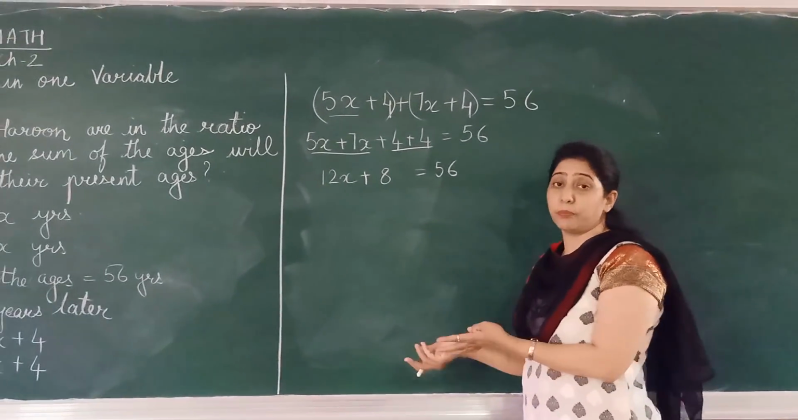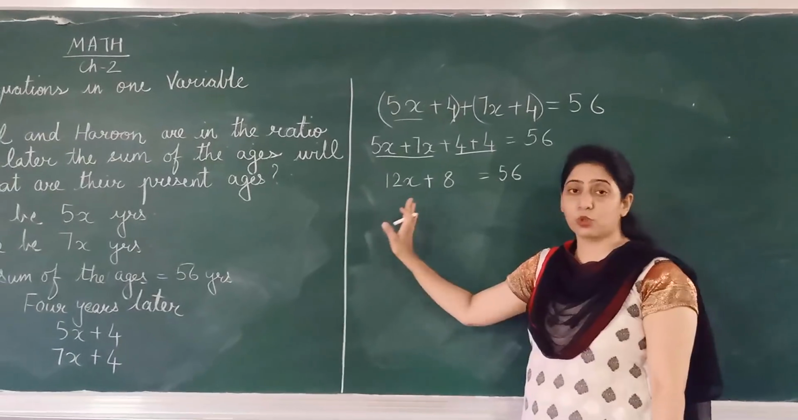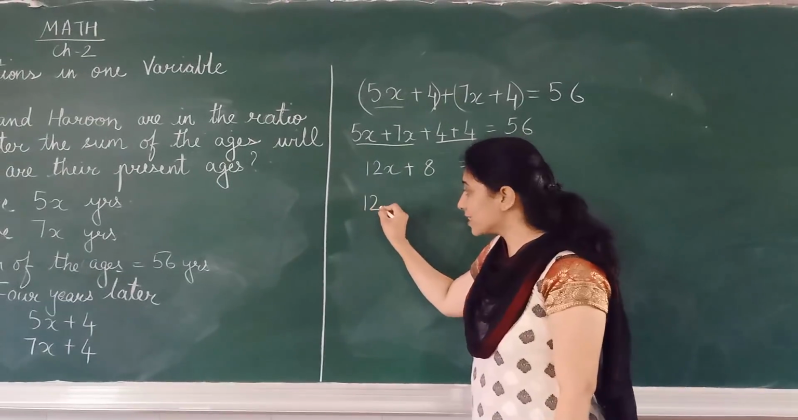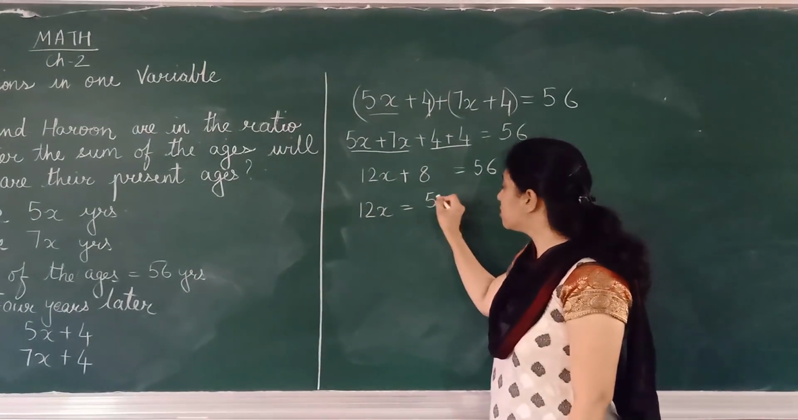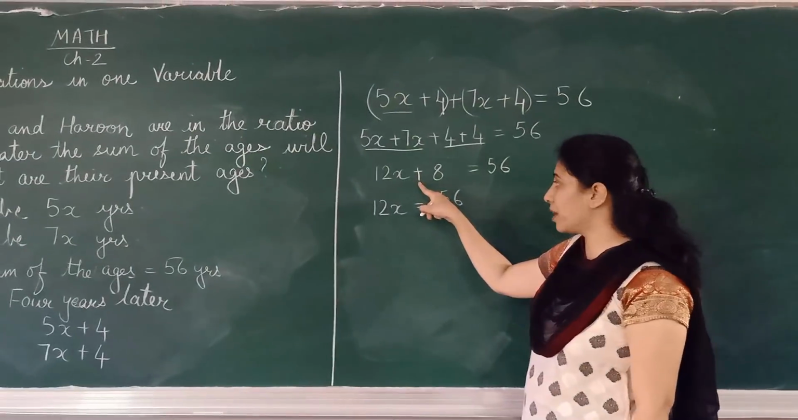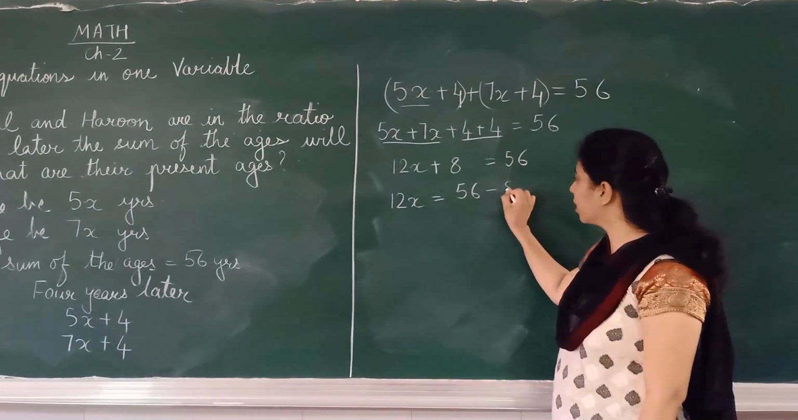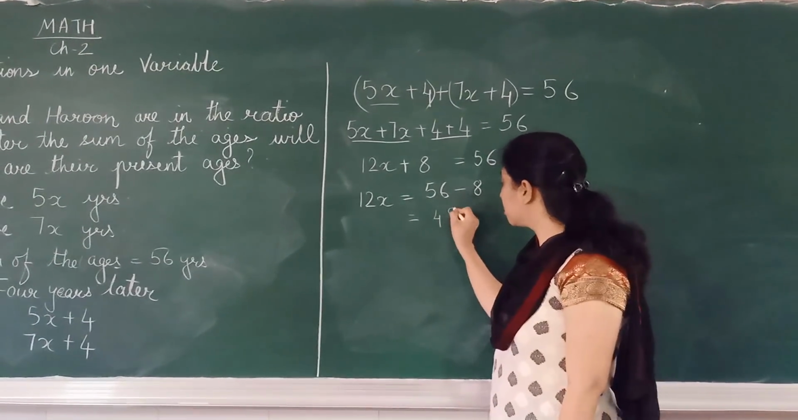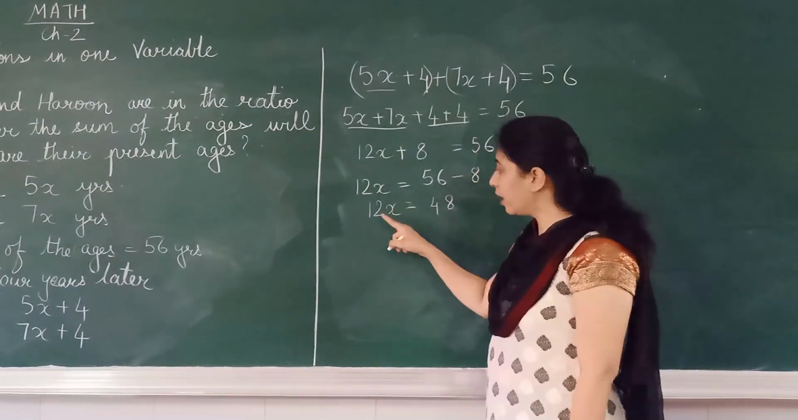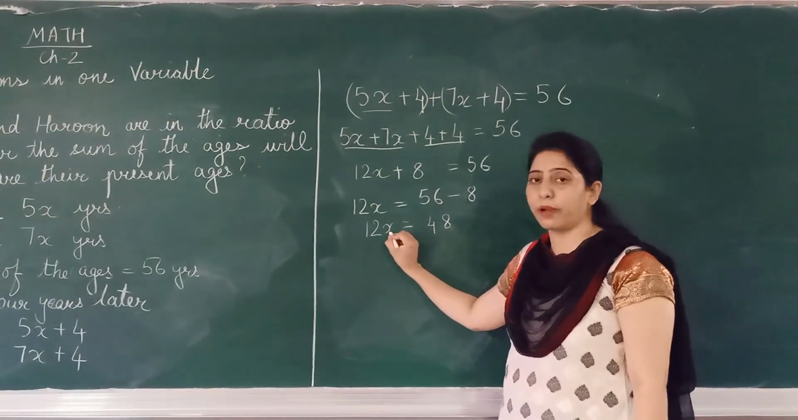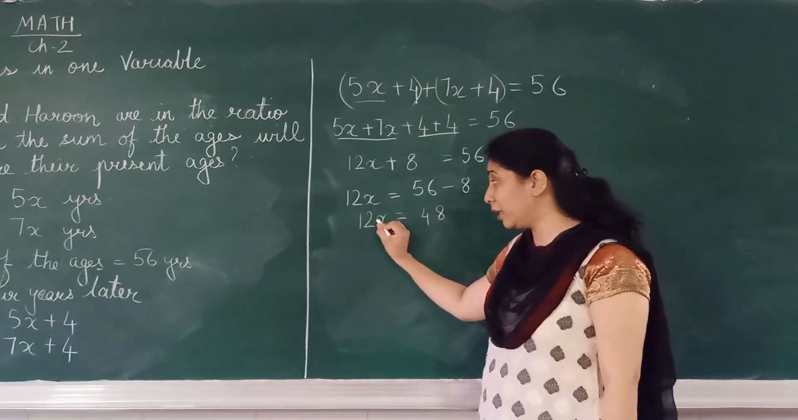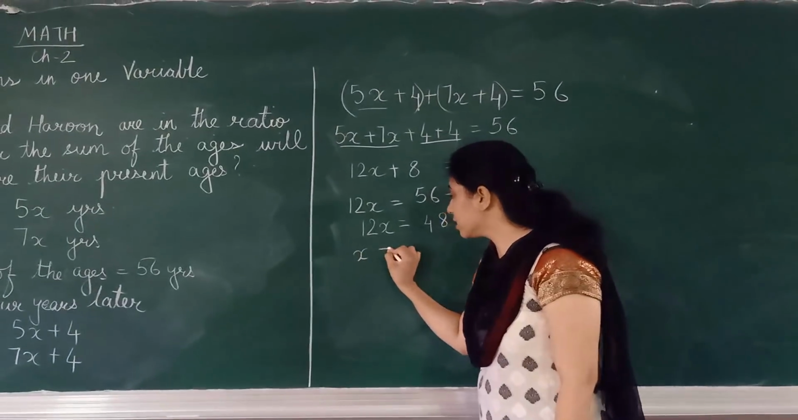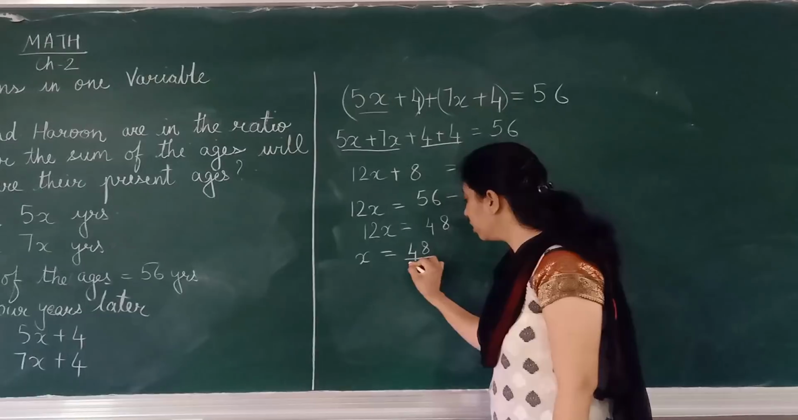Now again it is a simple equation. I have to keep x only on the left hand side. Everything else I am going to shift to the right hand side. So 12x as it is equals 56, and this is plus 8, when it goes to the right hand side it becomes minus 8. So 56 minus 8 is your answer 48. Okay, 12x. Now I don't want 12 over here. It is 12 multiplied by x. So when it goes to the right hand side, it becomes division. So x is equal to 48 upon 12.